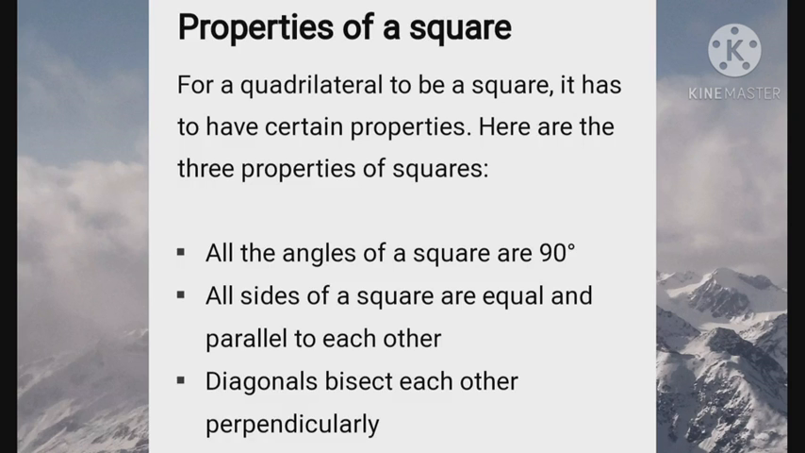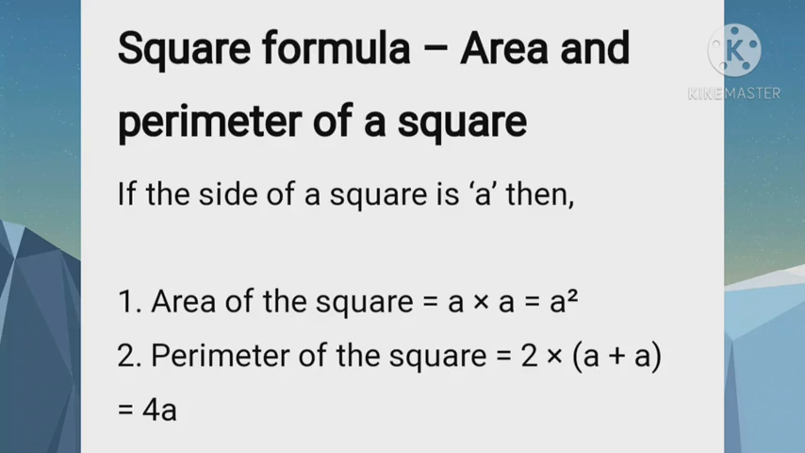So first property, all the angles of a square are 90 degrees. All sides of a square are equal and parallel to each other. All four sides are parallel to each other and they are also equal. Diagonals bisect each other perpendicularly, that means diagonals bisect each other at 90 degrees. Okay, next is the area and perimeter of a square.